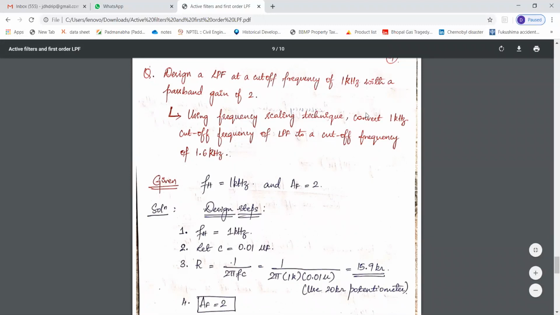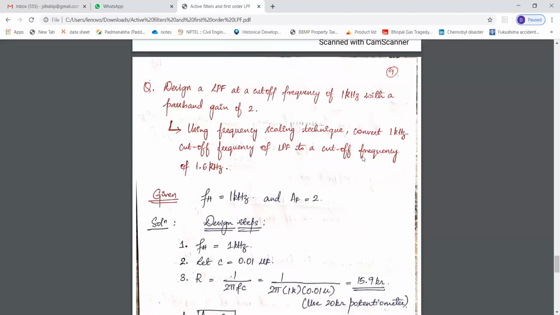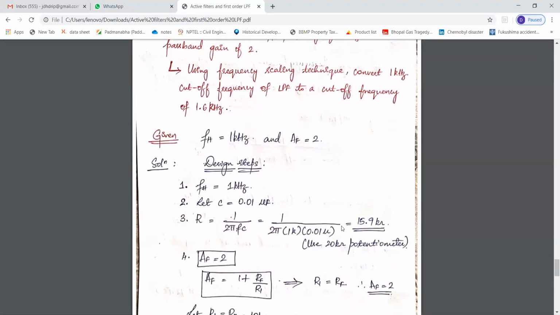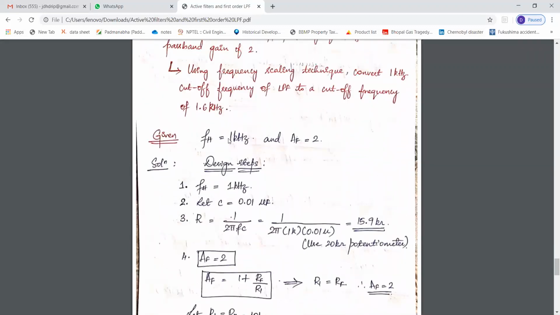So what have they given here? They're saying that in a low pass filter, the cutoff frequency is 1 kilohertz initially and the passband gain is 2. So considering these two values, we are supposed to design a low pass filter first, and then use the frequency scaling technique and convert the cutoff frequency from 1 kilohertz to 1.6 kilohertz. So we'll come to know how we have done that. So first, here we are supposed to design.